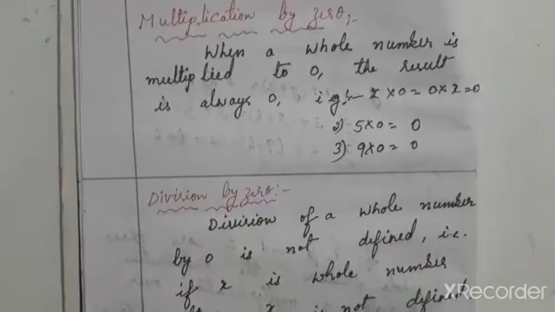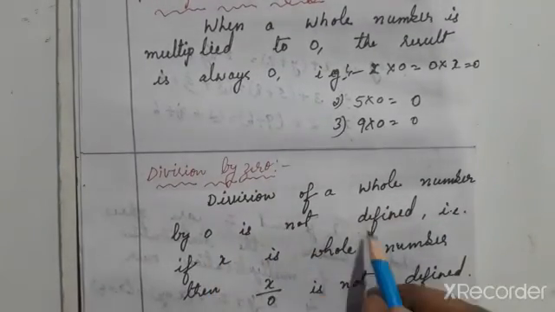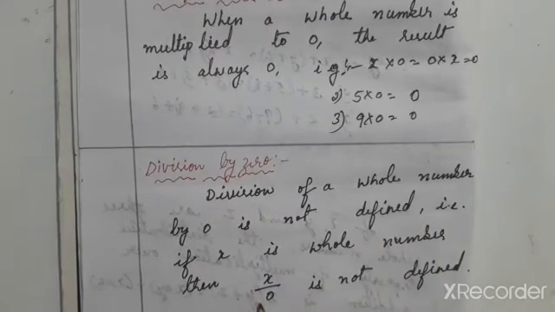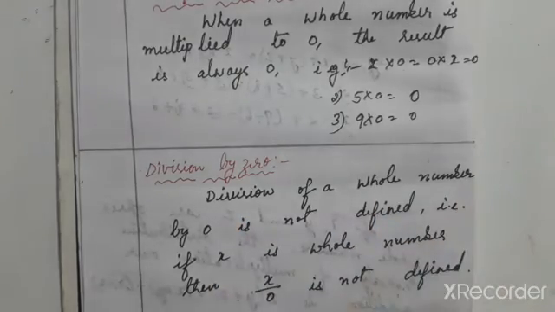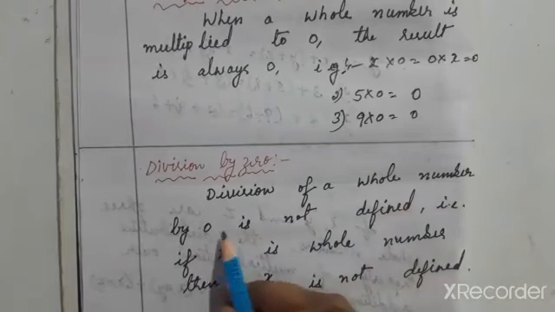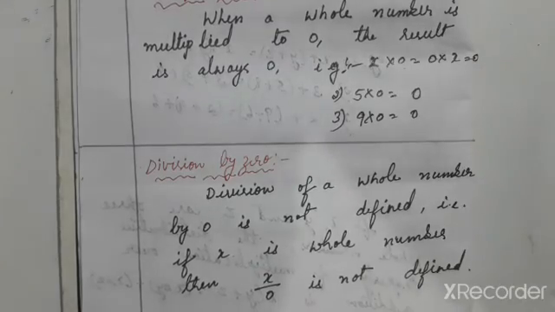Now next is division by 0. Division of a whole number by 0 is not defined. That is, if x is a whole number, then x divided by 0 is not defined. Division of a whole number by 0 is not defined. So if x is a whole number, then x by 0 is not defined.